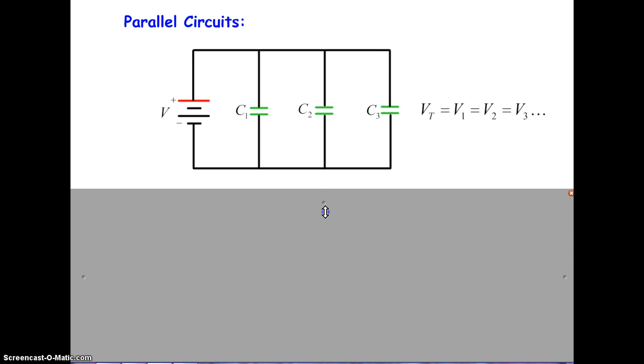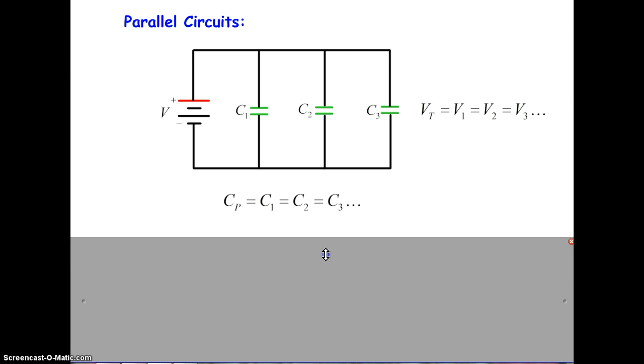To figure out the total capacitance of capacitors in parallel, you simply add. CP equals C1 plus C2 plus C3. So the total capacitance in parallel is equal to the sum of the individual capacitors in that circuit.